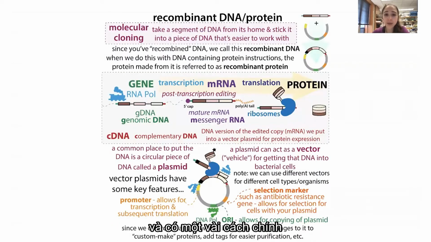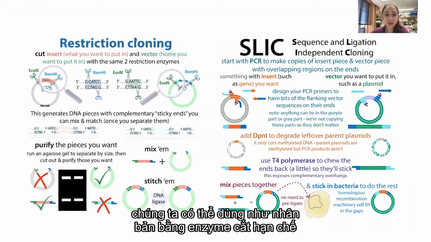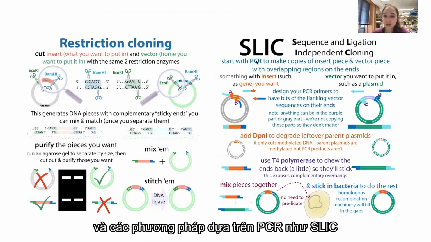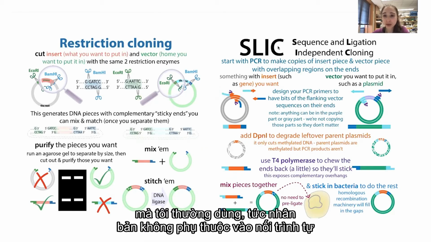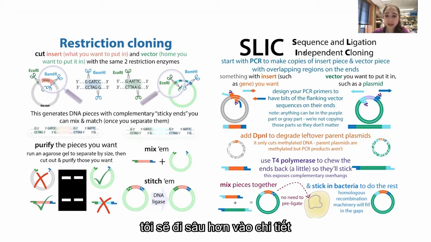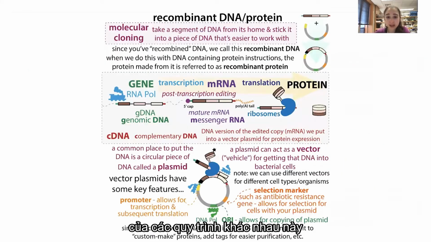A couple of the main strategies that we can use for this are restriction cloning and PCR-based methods like SLIC, which is what I use most, the sequence and ligation independent cloning. I'll go into more details about these various processes. But first, let's get on the same track in terms of terminology. So we can clone in anything.